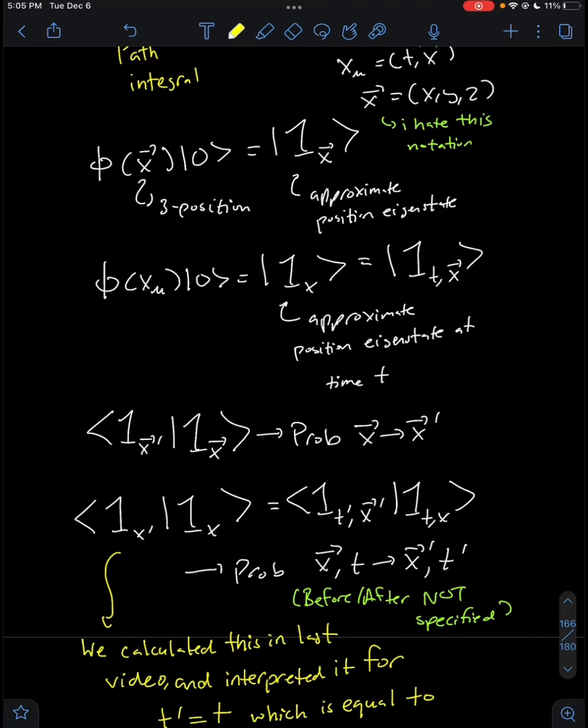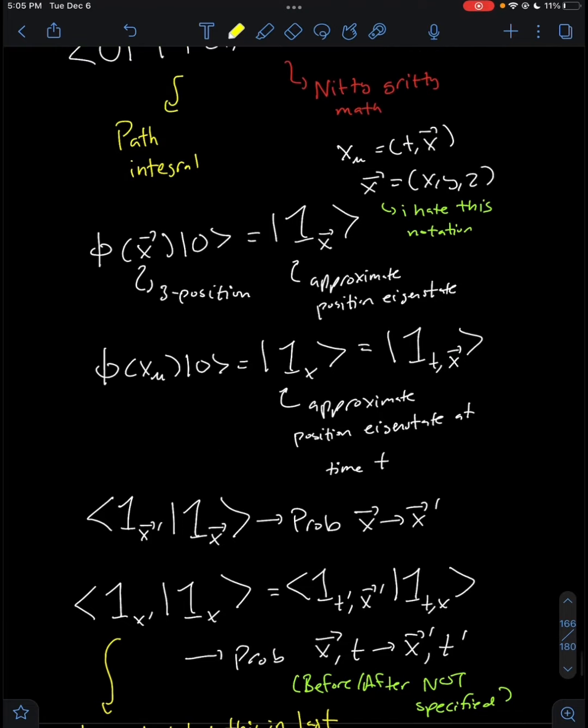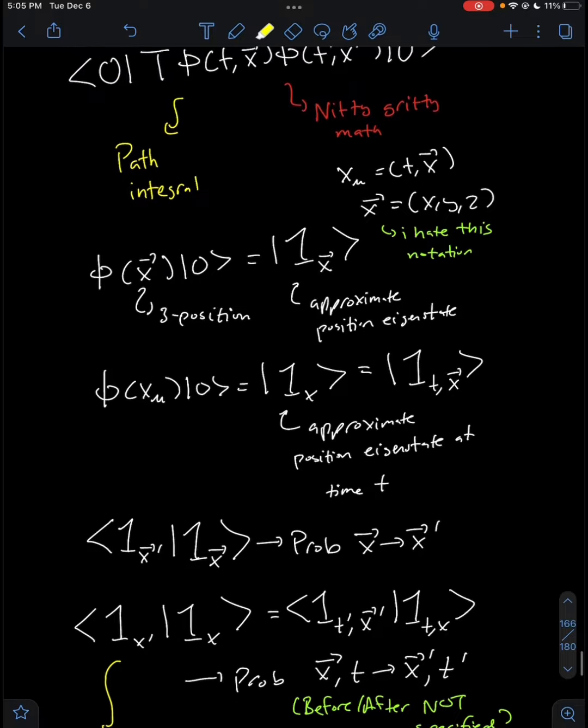However, if you had a field that had an input that was a 3-position and acts on the vacuum state, then we would get a state that's at 3-position x. And of course, it's an approximate state, by the way. So hopefully that clarified some things there.